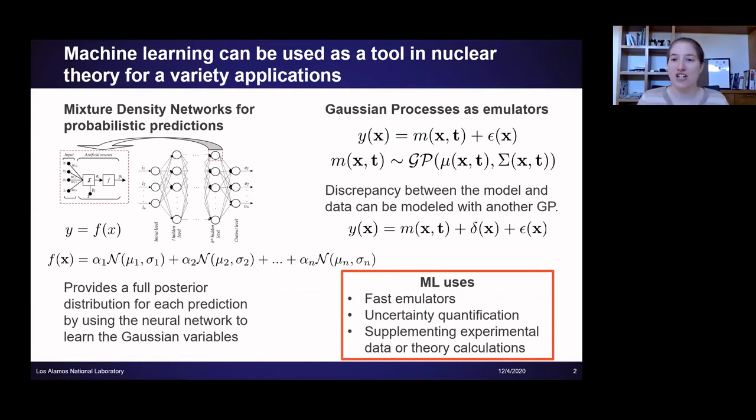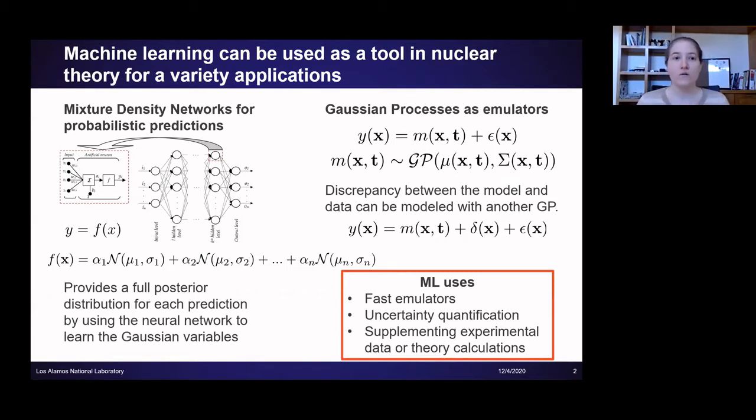parameter estimation, machine learning for uncertainty quantification, whether it's just to use emulators in those ways, or even, and I'm going to talk a little bit about some probabilistic methods that we've been using to try to directly do uncertainty quantification without having to go through some parameter optimization or whatnot. And also as a way to supplement both experimental data where it's hard to measure, impossible to measure, or we just can't measure everything, or even as a way to supplement theory calculations.